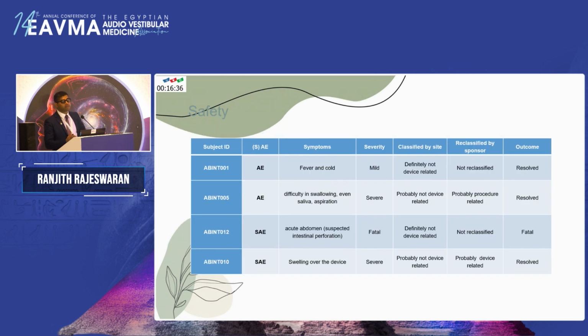Now, adverse events. Yes, in brainstem implant, you can have more adverse events compared to cochlear implant. The worst, severe adverse event: one patient died because of acute intestinal perforation, but this is definitely not procedure or device related because this happened 6 months after the procedure. And look at the other adverse events.